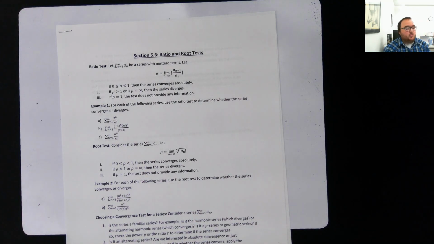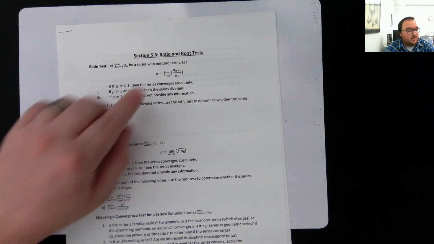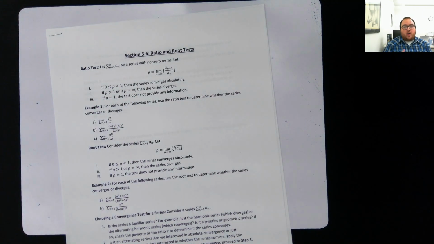If I want to know what happens with the sum of a_n, then I can do this rho. That's the Greek rho, and I'm going to let that be the limit as n goes to infinity of the absolute value of a_(n+1) over a_n. If rho is between 0 and 1, it converges. If rho is greater than 1, it diverges. And if rho is 1, it doesn't help us. Try something else. So let's use this for example number 1.